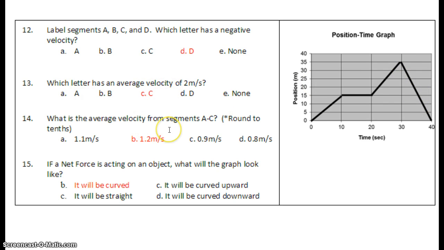What is the average velocity from A to C? So I can find from A, traveled from 0, A, B, and C, it traveled to 35 meters, so it traveled 35 meters in 30 seconds, and that is roughly 1.2 meters per second. And you should be able to calculate that.